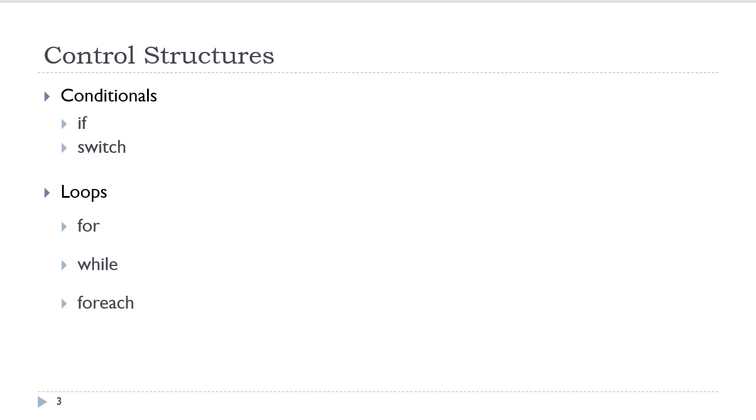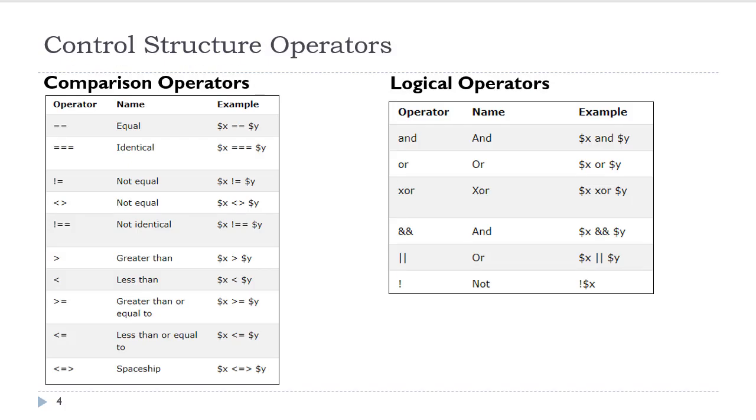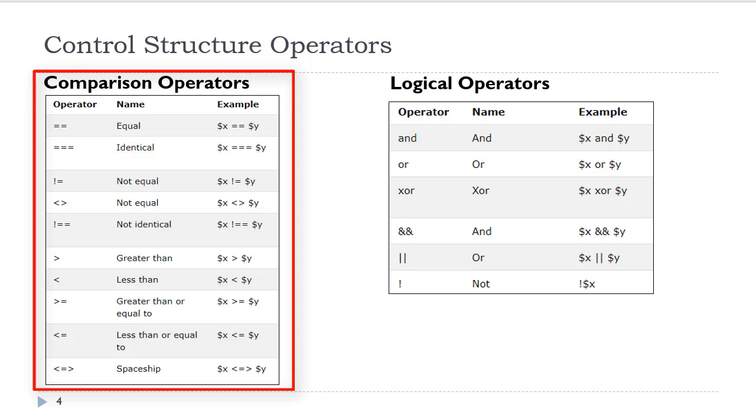We will also look at the for loop. We will look at the other loops later on in this course. Control structures typically work with comparison operators and logical operators. Here you see the comparison operators, and we're generally comparing two or more variable values.